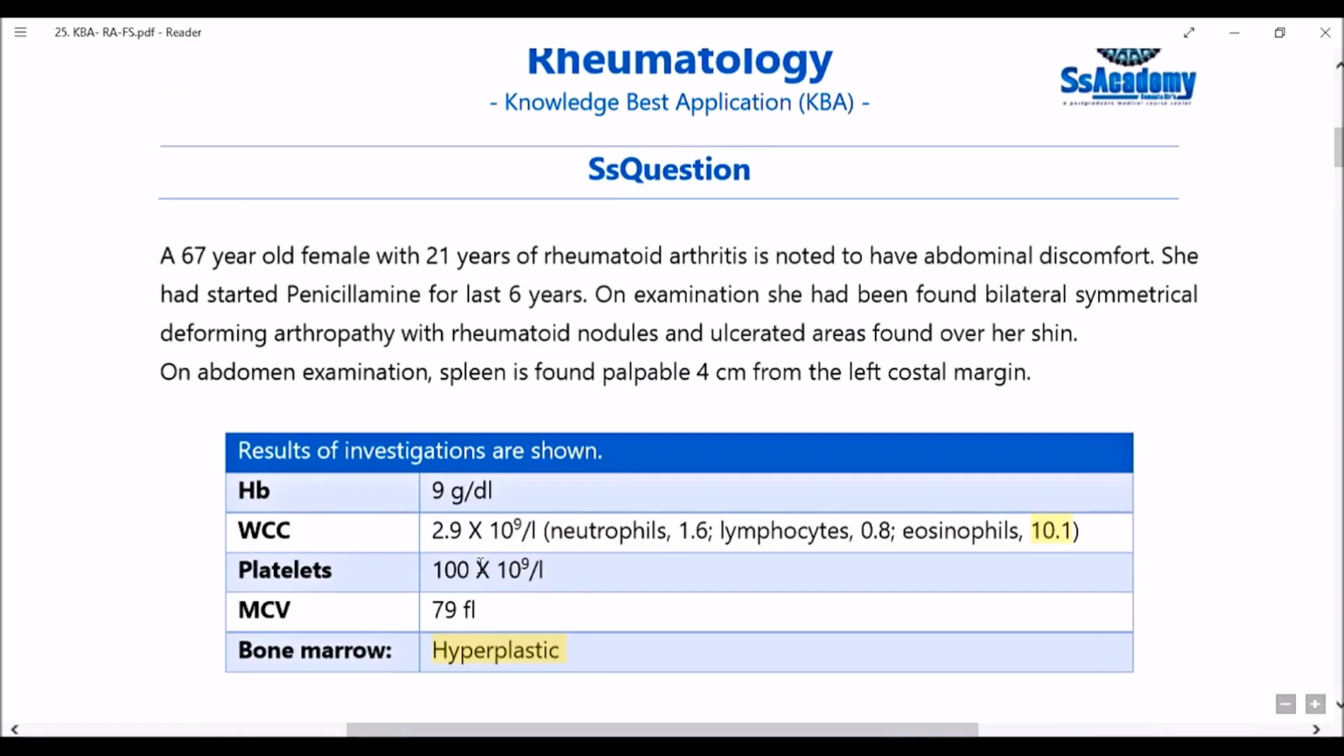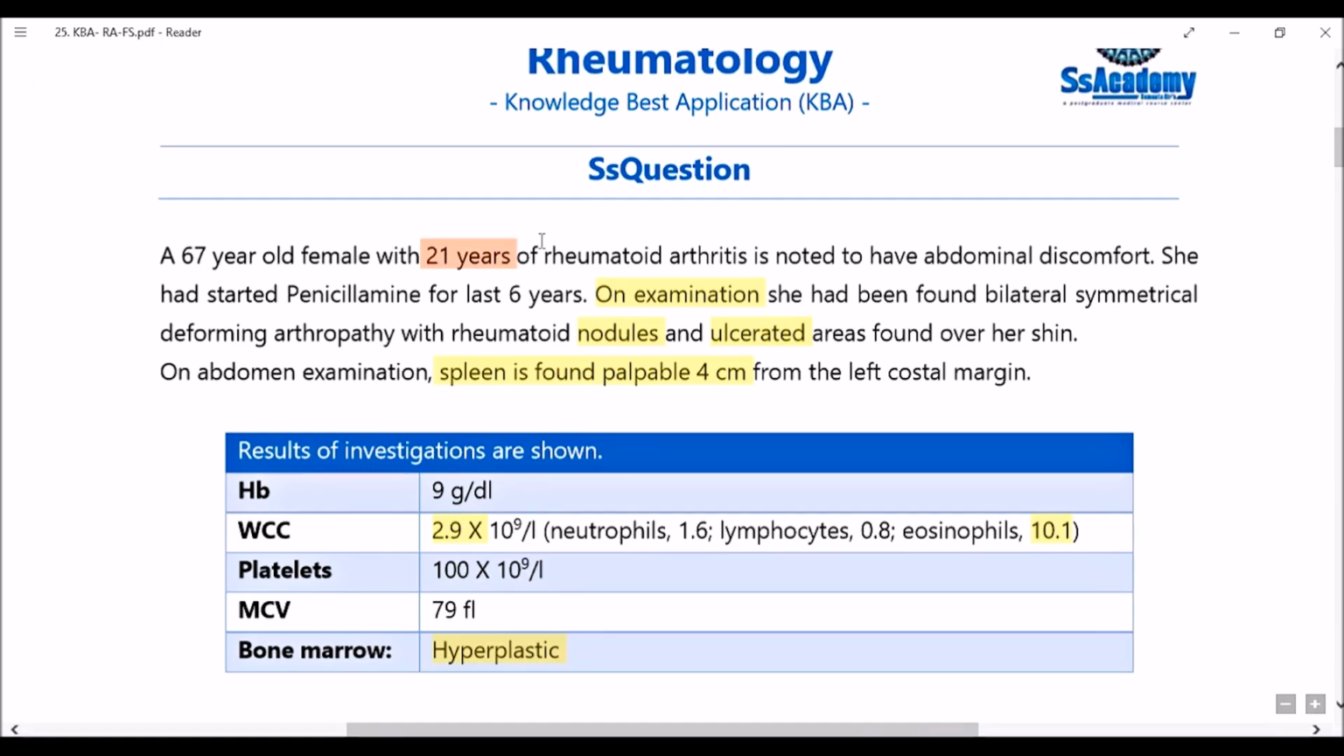Having Felty syndrome, what is the scenario? On examination, she was found to have bilateral symmetrical deforming arthropathy, and rheumatoid nodules with ulcerated areas over the shin. On abdominal examination, the spleen is palpable, 4 cm. Yes, splenomegaly. So what we learned: rheumatoid arthritis, splenomegaly, as well as low WBC counts. So yes, Felty syndrome is a likely diagnosis.